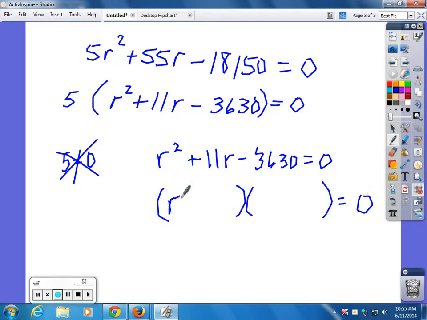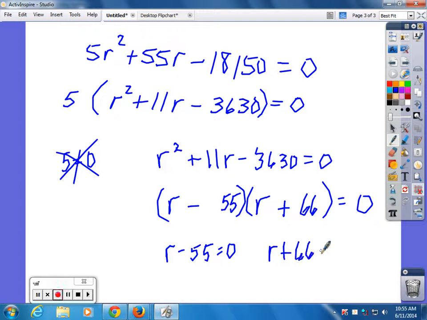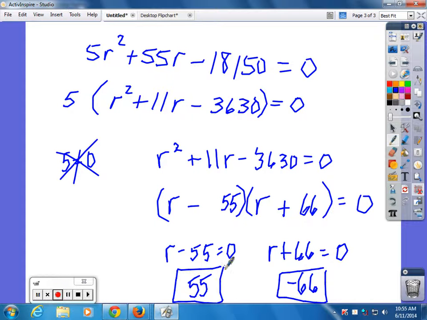That would be R and 66. Oops, I'll put big numbers first. Don't read right, left. 55 and 66, and positive and negative. So R minus 55 is equal to 0. R plus 66 is equal to 0. Our solutions are negative 66 and positive 55. Which one is the answer? 55. Why? Positive number. Because how many of you can go negative 66 miles per hour in your car?